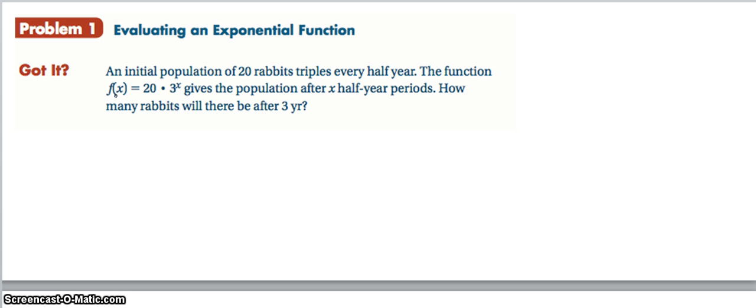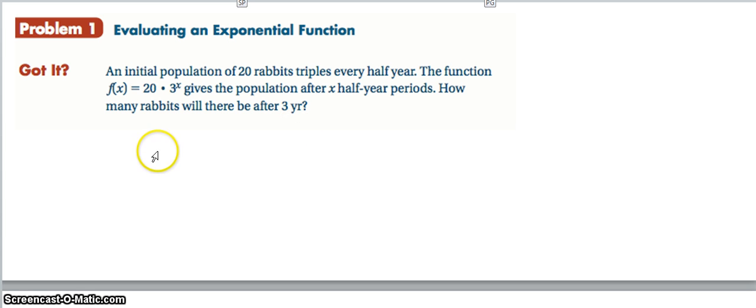So now we have a function relative to the exponential x, where 20 rabbits triple every half season. So then x is how many half periods have happened, because our variable always has to be how many of something, how many cycles, how many periods, how many years. So how many rabbits will there be after 3 years?